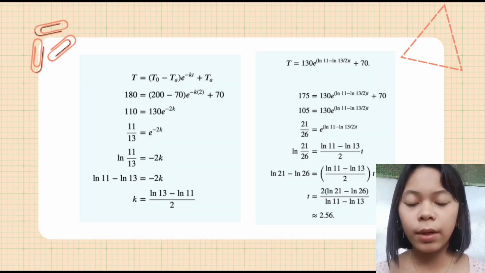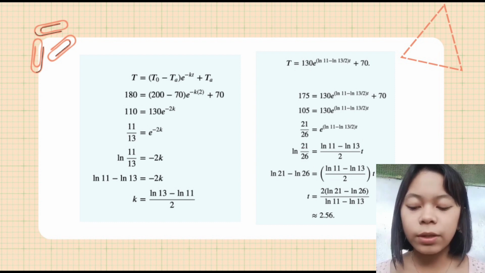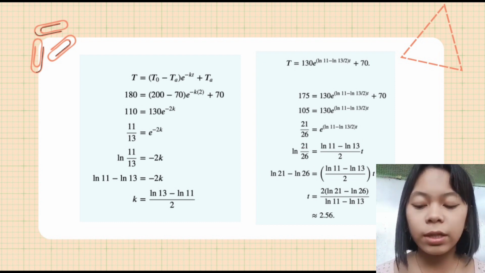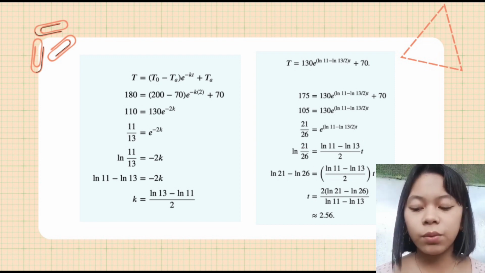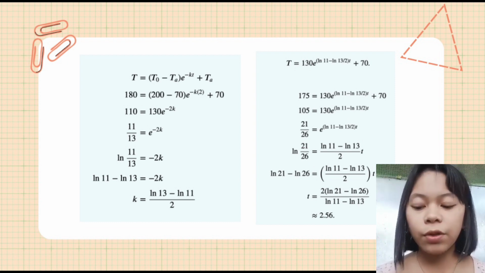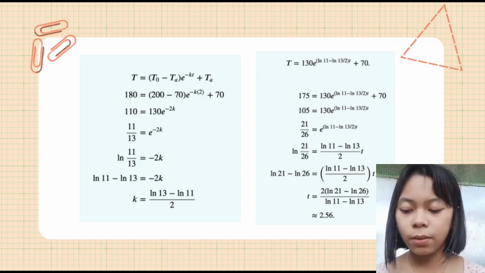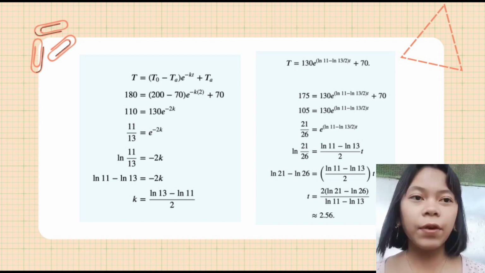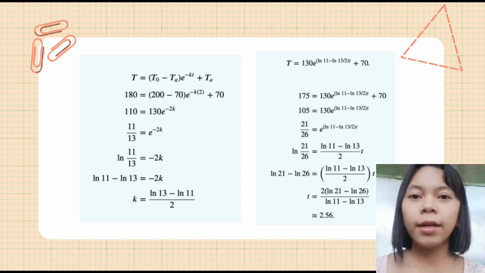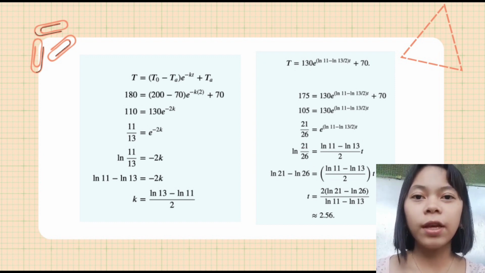For our solution, T equals (T0 minus TA) times e raised to negative kt plus TA. 180 equals (200 minus 70) times e raised to negative k times 2 plus 70. 110 equals 130e raised to negative 2k. 11 over 13 equals e raised to negative 2k. ln 11 over 13 equals negative 2k. ln 11 minus ln 13 equals negative 2k. k equals (ln 13 minus ln 11) divided by 2.